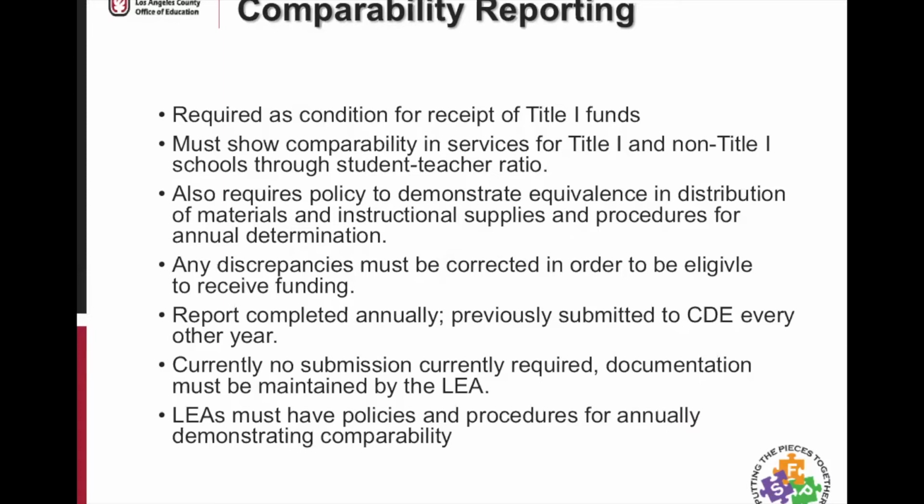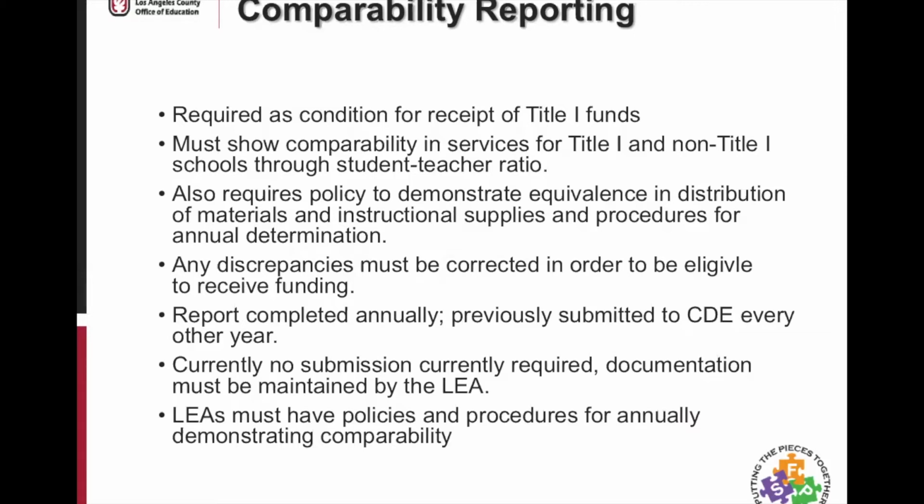So if you do a comparability report and you find that your schools are not comparable, then you need to make adjustments to ensure that comparability is met. And essentially that's supposed to be prior to receiving the funds, but funds could be recalled if you don't meet it. So basically the message from the department is make sure you meet it, make whatever changes you need to do.